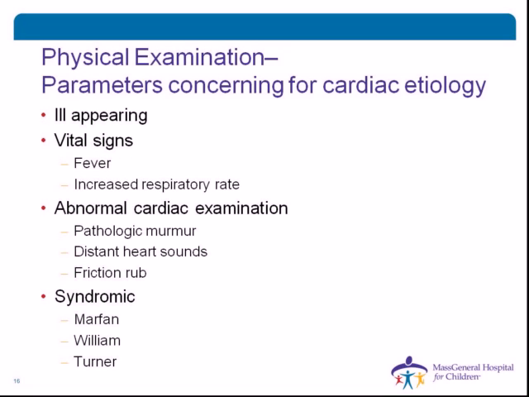On physical examination, other parameters that are concerning for cardiac etiology involve relative ill appearance. If a patient on vital signs has increased respiratory rate, fever, tachycardia. If there's an abnormal cardiac examination, if there's a pathologic murmur present, heart sounds are distant, or if there's a friction rub, or if the patient may appear syndromic, Marfan's, Williams, or Turner's syndromes.